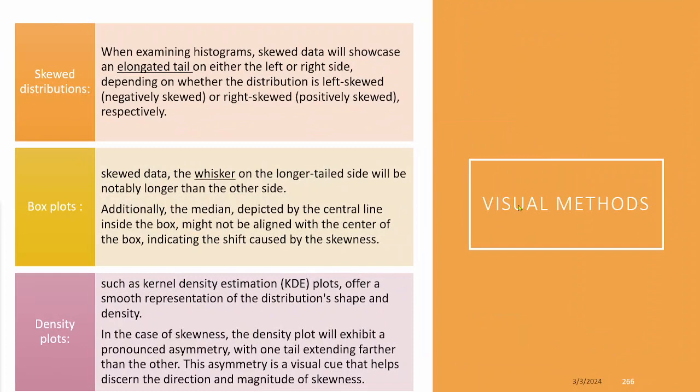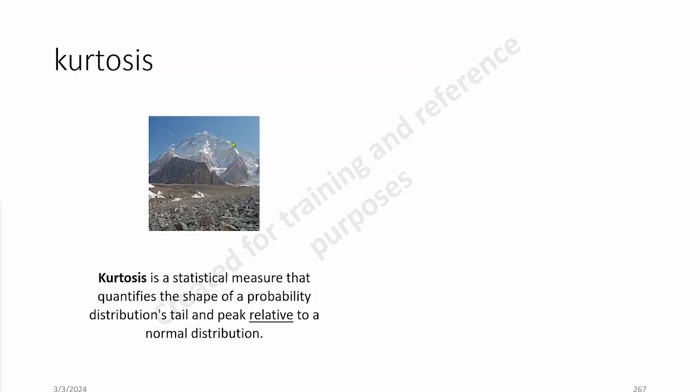The box plot or distribution plot come under the visual methods. You can use all of those methods. We have talked about the box plot and density plot in the previous video, so I'm not going to spend much time here. So what is kurtosis?